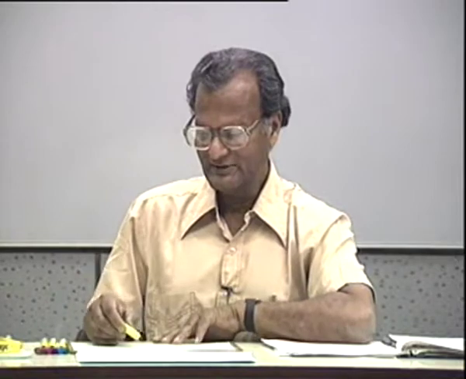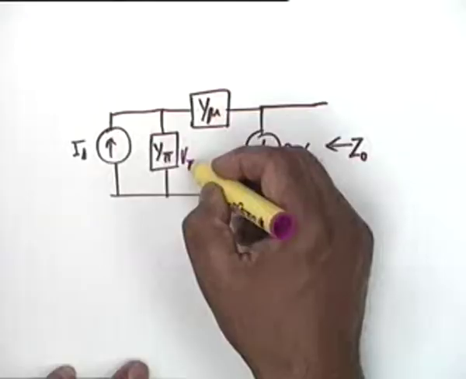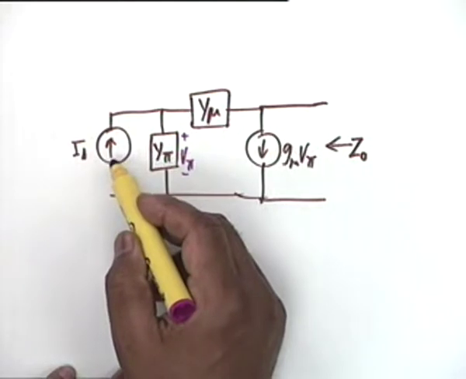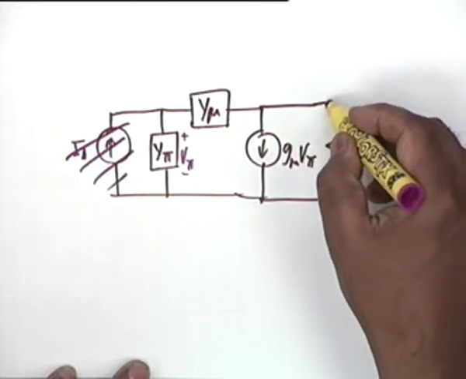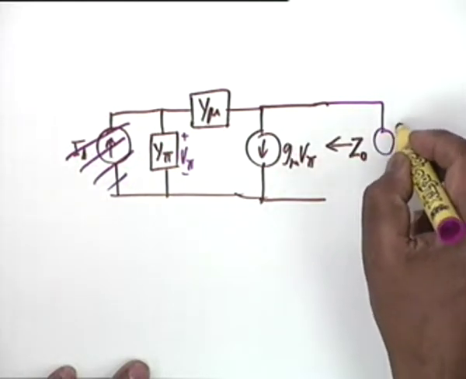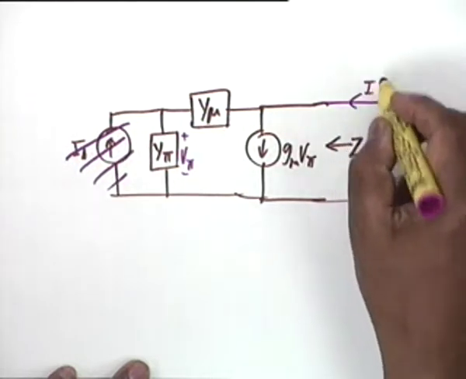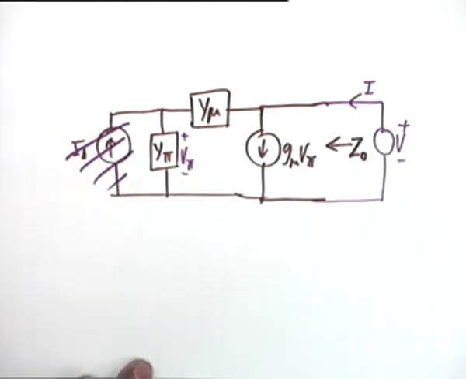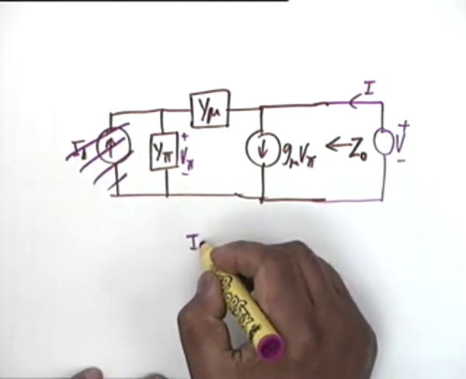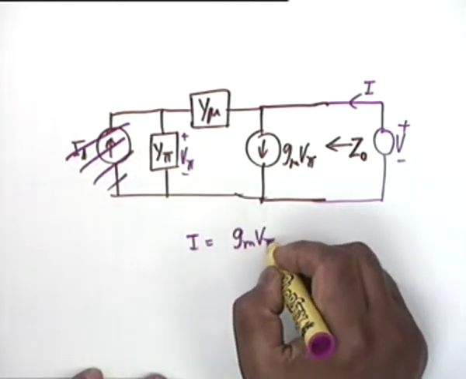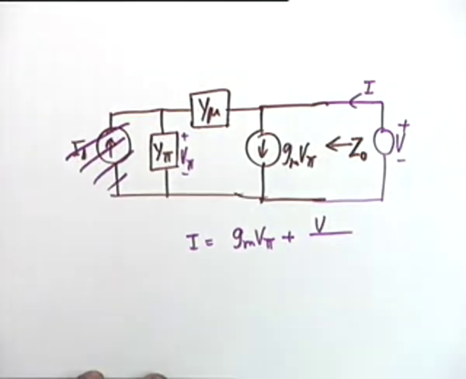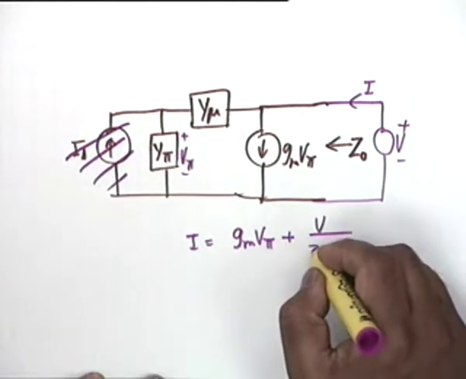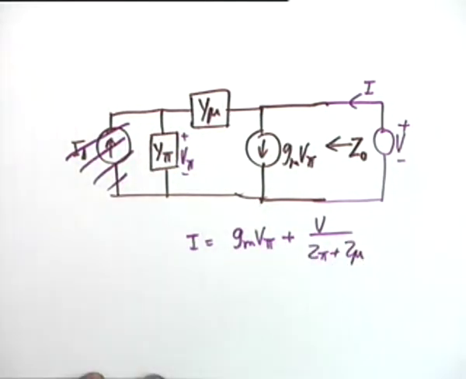And for calculation of output impedance, well, this is V pi. What do you do with Is? You take it off. You open circuit this. So we want to find out Z0. How do I do that? I calculate a voltage V here and find out the current I. Is it very difficult? I obviously would be equal to Gm V pi plus V divided by Z pi plus Z mu.